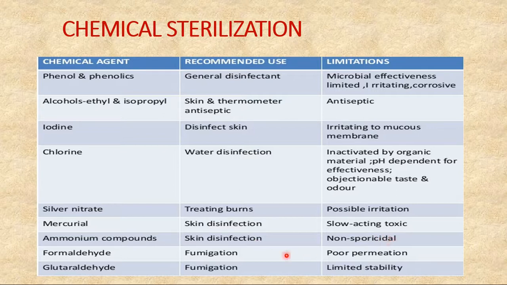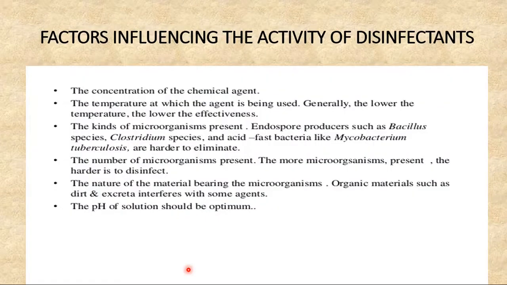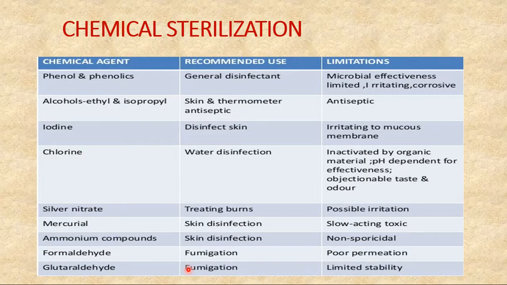Then formaldehyde and glutaraldehyde are both recommended in the form of fumigation. Formaldehyde has poor permeation, whereas glutaraldehyde has limited stability. So this is an overview; I just wanted to recollect all the things we have discussed at a glance. That's how we finish all these types of chemical sterilization. This is the end of our sterilization and disinfection technique.